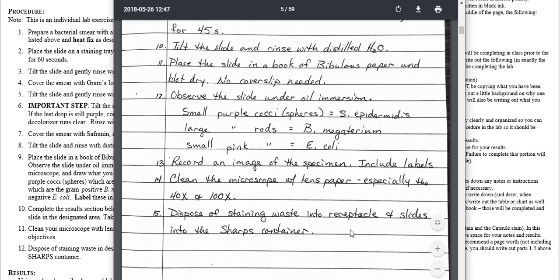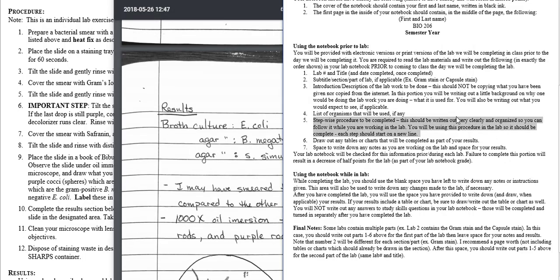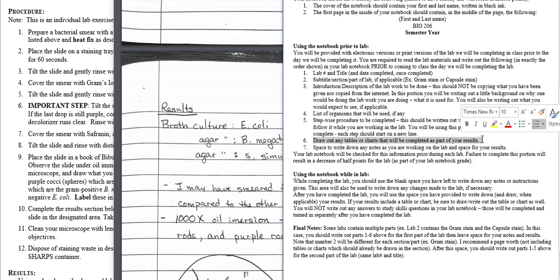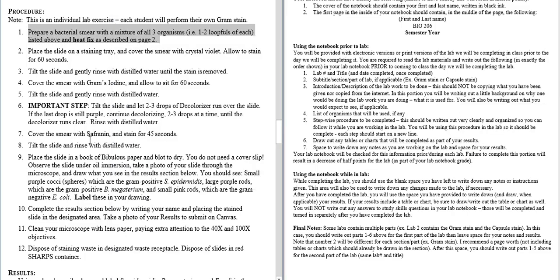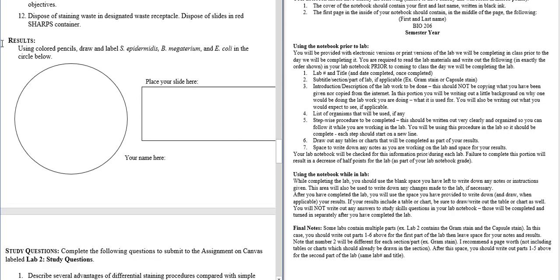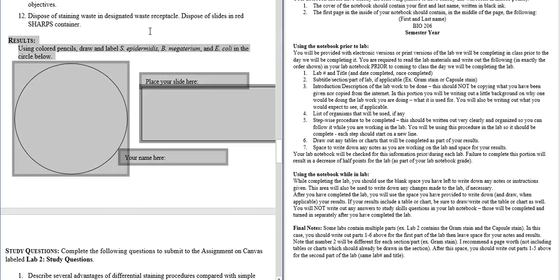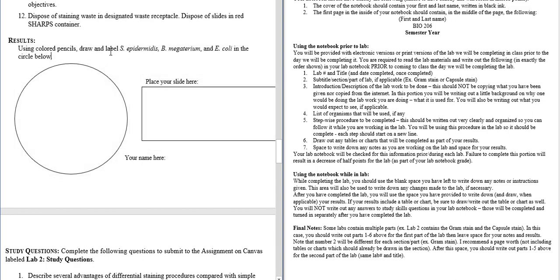Goes through. And then the next one, 6, what you need to prepare ahead of time is drawing out any tables or charts that will be completed as part of your results. So in the actual lab that you're provided, this is the section that you should be then copying into your lab notebook. So you don't need to copy this part using colored pencils, draw and label these things, but what you do need to put is this big circle where you will be drawing and labeling. You also need to put this rectangle because you're going to be placing your slide on your lab notebook to take a picture. And then you need to put your name there because when you submit the results, I won't have your lab notebook and you need to have your name there.